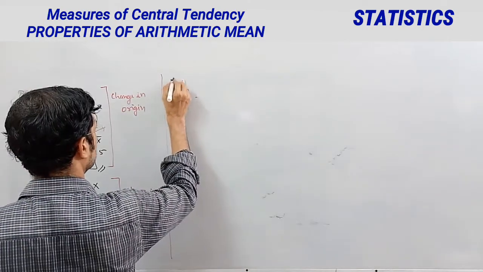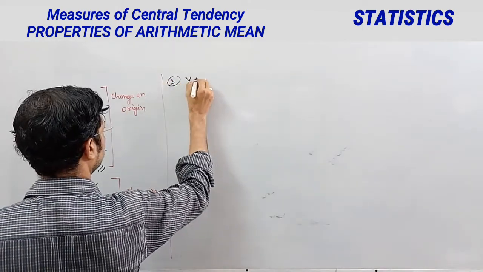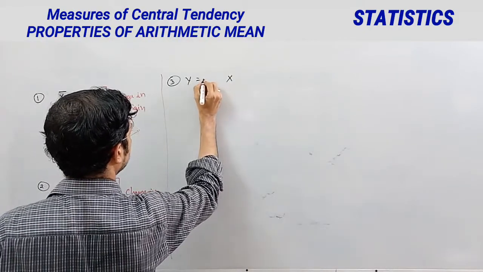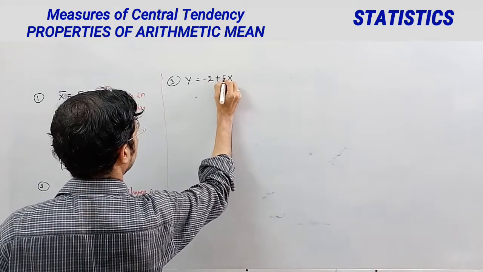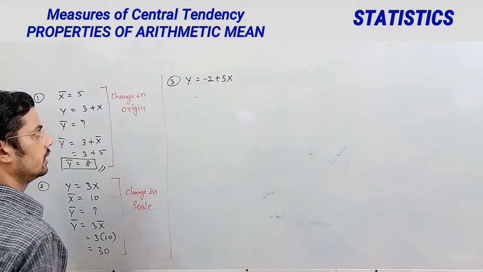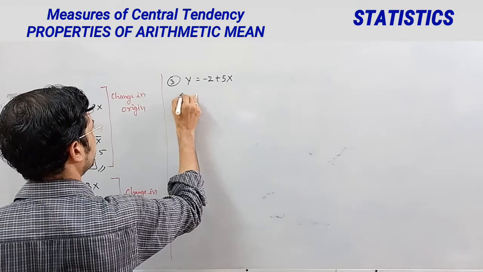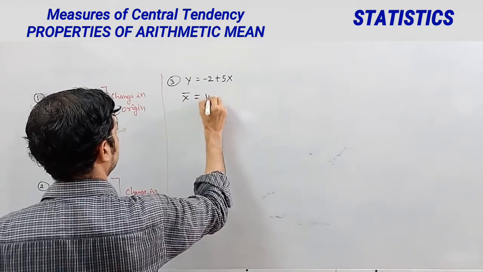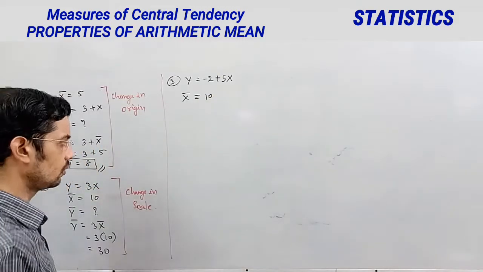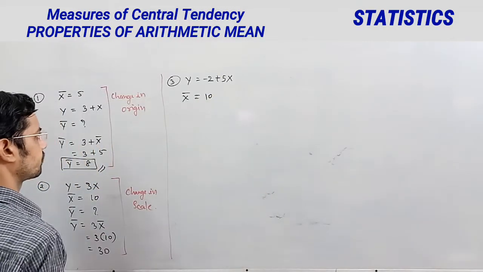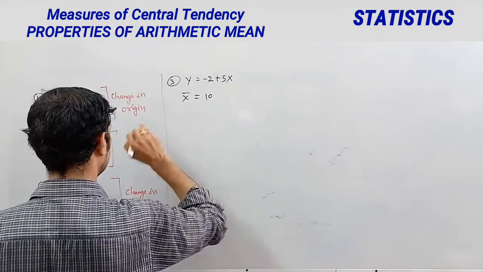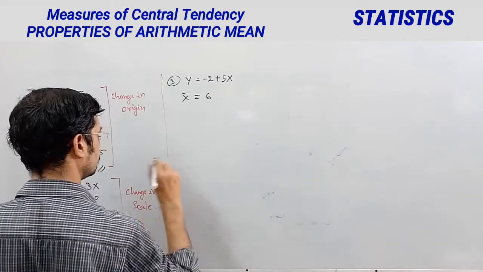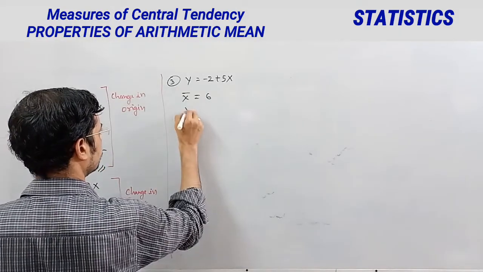So the third example is, suppose y is related to x. How is y related to x? Let me take it as y equals minus 2 plus 5 into x, and the mean of x is given to you as 10. Okay, mean of x is given to you as 10. Then we can say that our mean of x is equal to, say, 6. So therefore, find out mean of y.